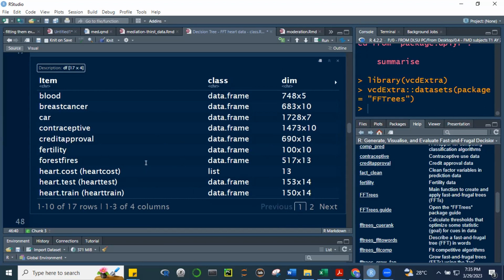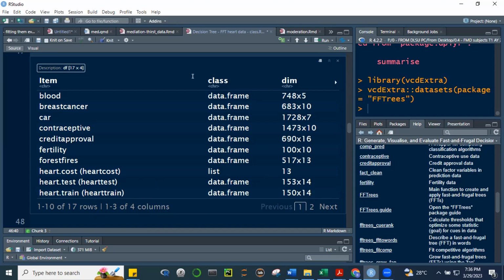So we're going to use this one, heart.test and heart.train. So ito, na-split na yung training data at saka testing data. So we're going to model heart.train and then later on, ilo-load natin si heart.test. Tingnan natin kung mag-work yung model natin, if it will work dun sa the model that we generated using heart.train. Let's see if it will perform comparably or better, no? Yung sa testing data natin.